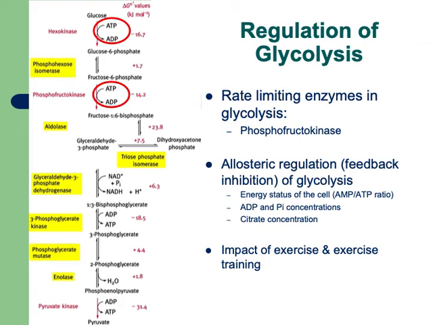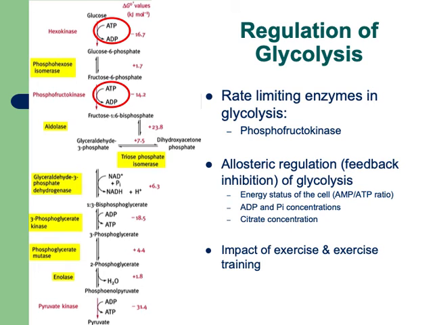With exercise training that utilizes glycolysis, what we see is that enzyme activity changes, specifically the rate-limiting enzymes. And in this case, it's phosphofructokinase. We see that its affinity for the substrate improves. That means it doesn't require as much substrate to get to half its maximal velocity of the reaction. Therefore, we can shuttle through glycolysis faster.